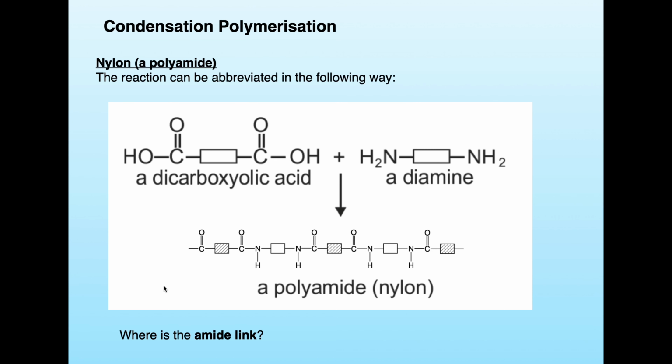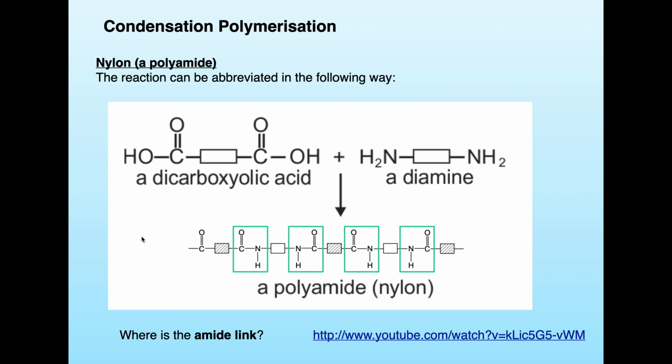Where's the amide link in this polymer? There you go. This would continue into space. Essentially, the amide link is a carbon double bond oxygen, NH, polyamide. Right, watch that video. I think it's quite an old-fashioned video on the production and the use of nylon. It's quite interesting. It's been around for a long time now.